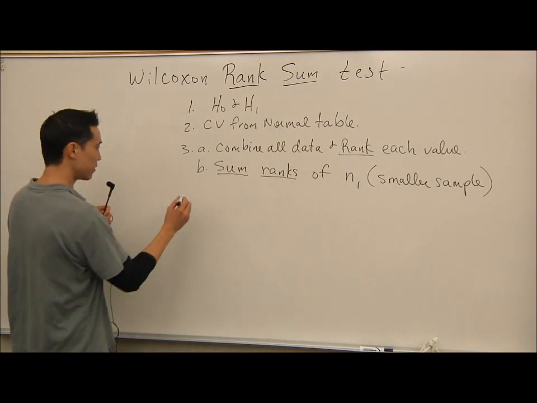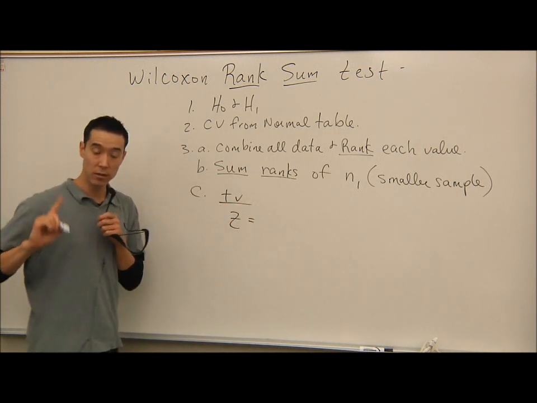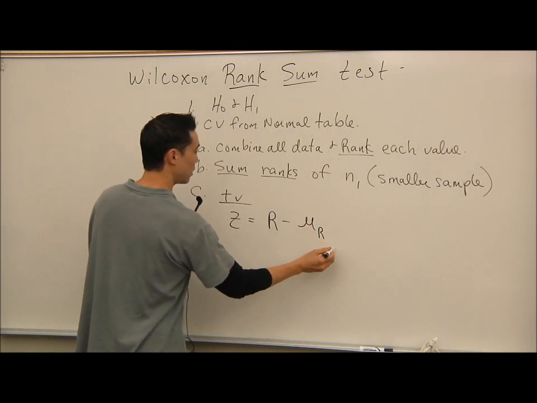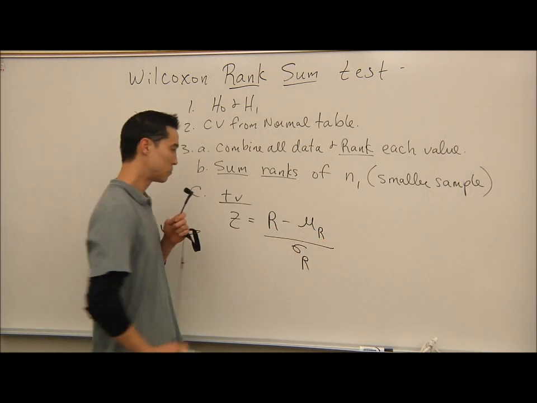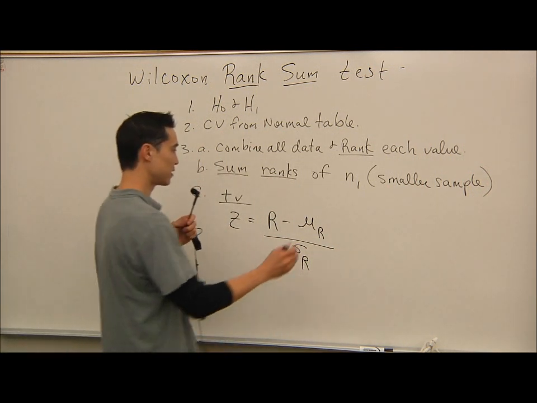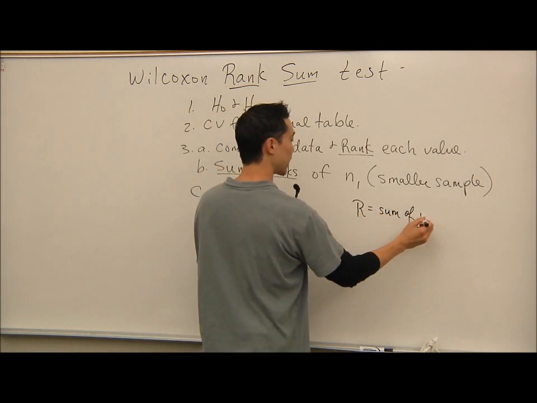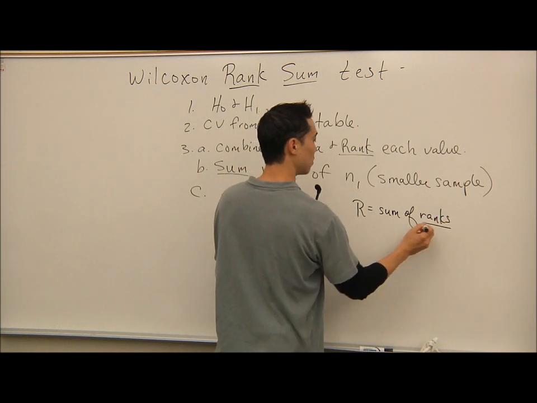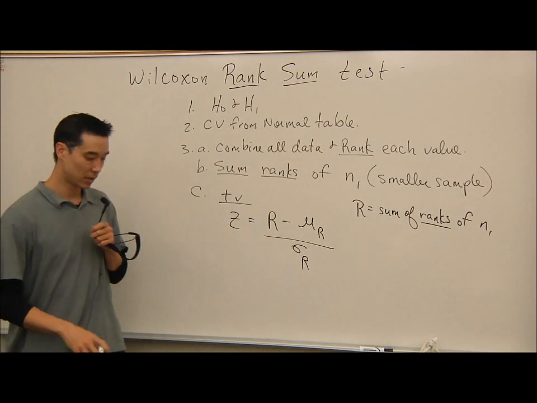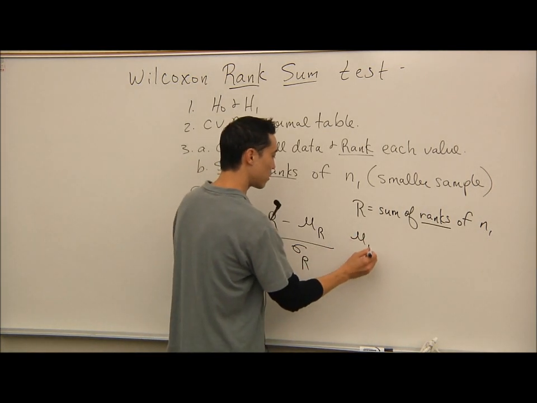Okay, and then this is our test value. So 3C, this is what your test value looks like. Z equals, because we're using our normal distribution, capital R minus mu sub R divided by sigma sub R. All right? So we have to define each of these. Capital R is the sum of the ranks of N1, the sum of the ranks of the smaller sample. Okay? Mu sub R and sigma sub R are just formulas.